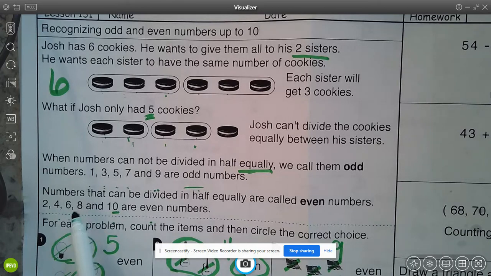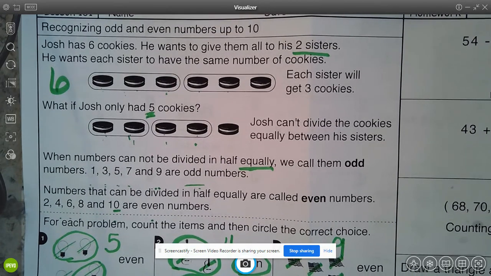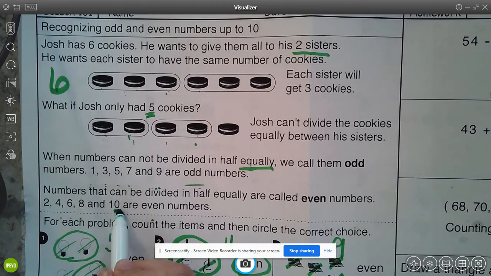And I have a little song that's going to help us remember even and odd numbers. It goes: 2, 4, 6, 8, 10, these numbers are even. I'll sing that again. 2, 4, 6, 8, 10, these numbers are even. So if you see a number that ends in a 2, a 4, a 6, an 8, or a 0, not just a 10, but a 0 at the end of that number, then it's going to be an even number, because you can divide those numbers in half equally.